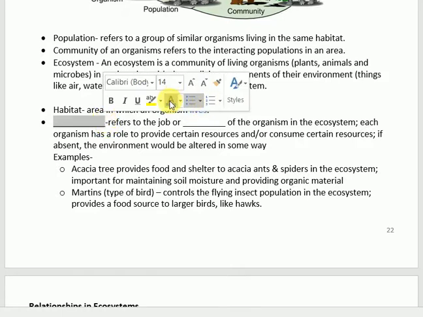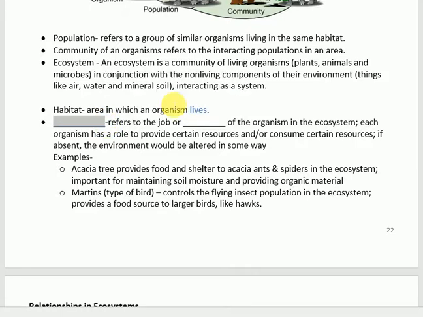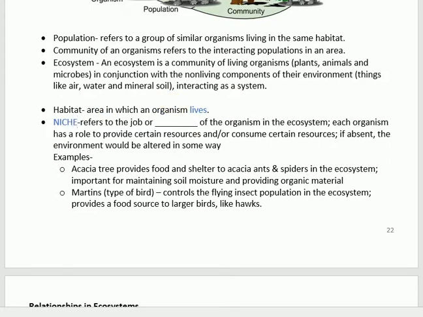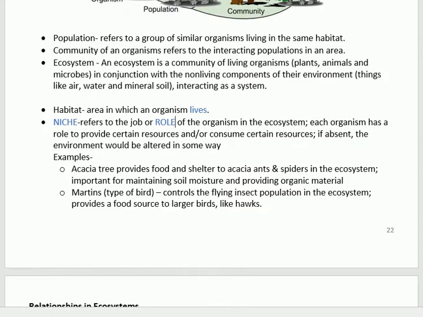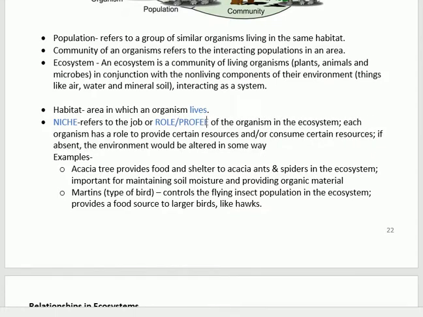And the second one is something that a lot of students get confused, but it is a niche. Sometimes you'll hear it referred to as a niche. But this basically refers to the organism's job or profession or its role in the environment that it lives. So each organism in an ecosystem, in a community, has a role.